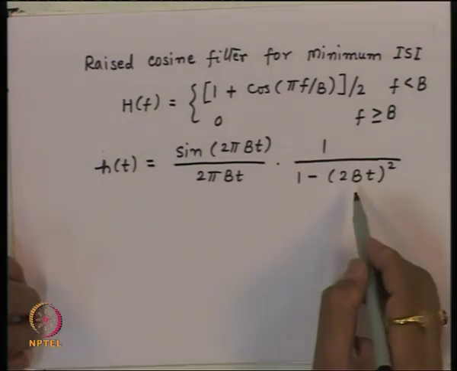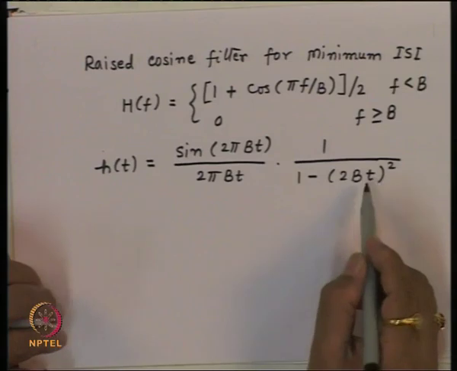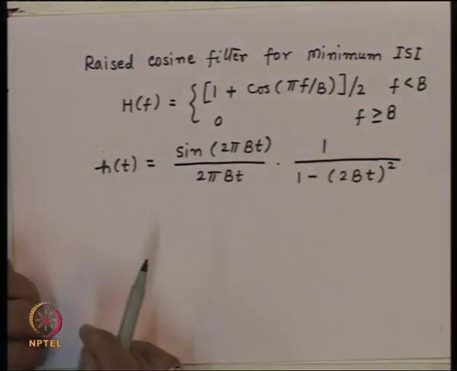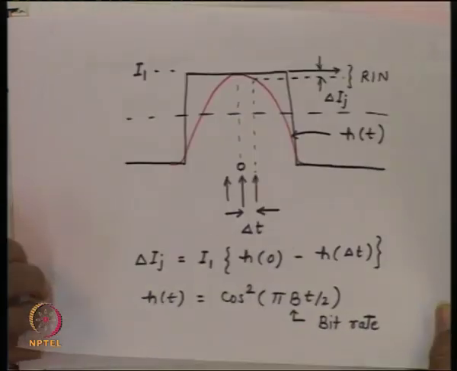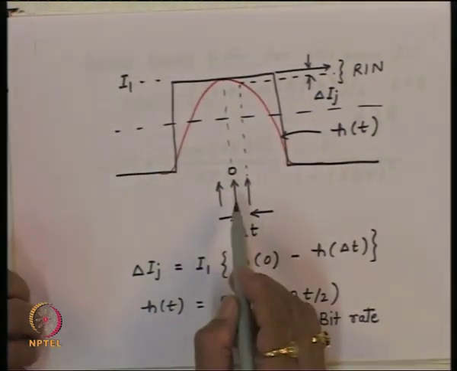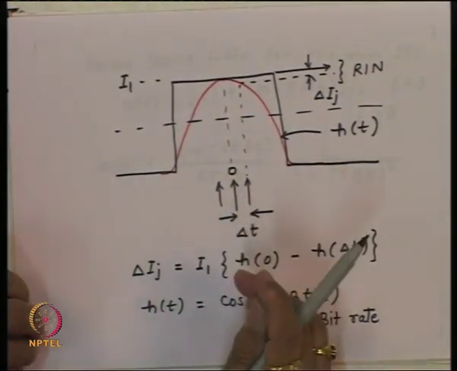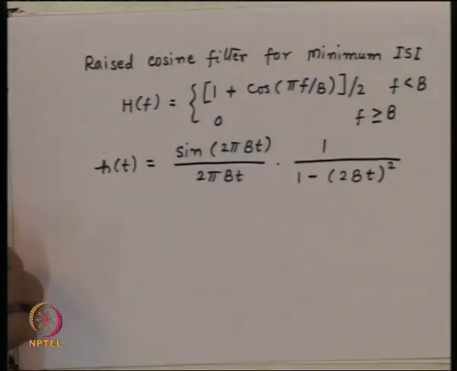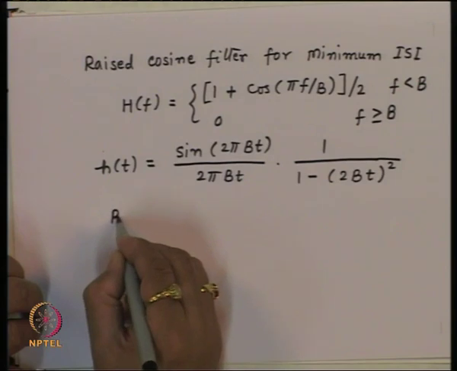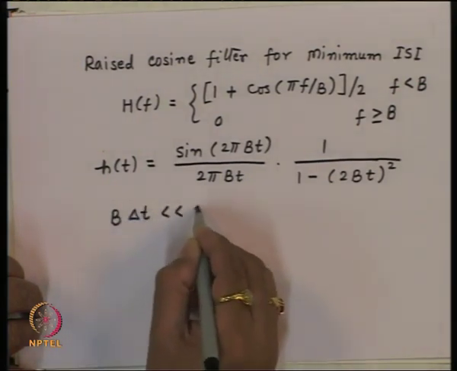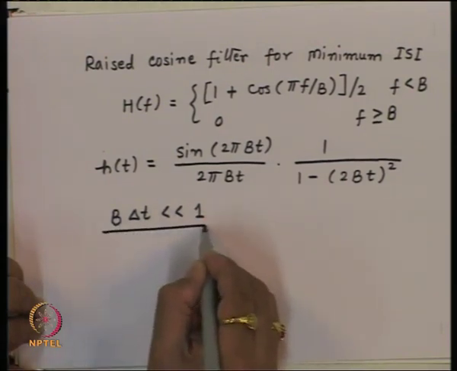So, assuming now that this quantity b into delta t, which is the time fluctuation, is small compared to 1, what we are saying is that compared to the bit duration, if the time fluctuation is small, so delta t is much smaller compared to the bit duration, that is given by the condition b delta t much less than 1.